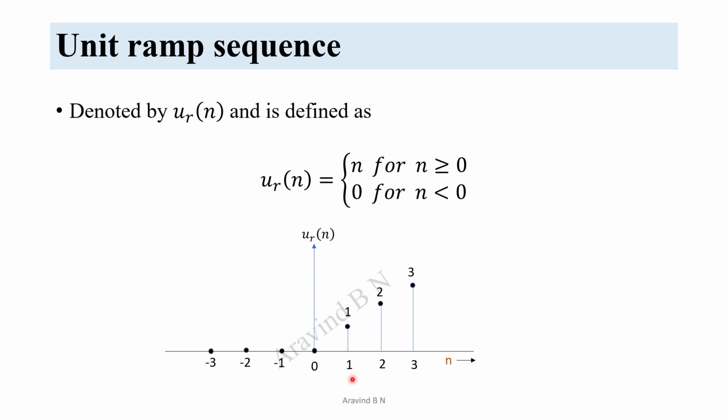That is, the value is the same as n. At location 1, that is n equal to 1, the amplitude is 1. At n equal to 2, the amplitude is 2. At n equal to 3, the amplitude is 3. If we continue with 4 onwards, at n equal to 4, obviously the amplitude will be 4. So that is what the ramp says: n for n greater than or equal to 0. Whatever the location value, the same will be the amplitude of the signal.